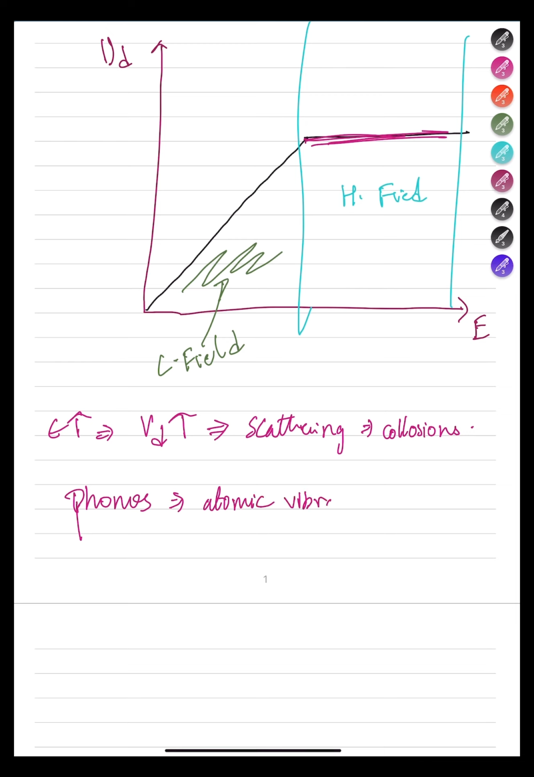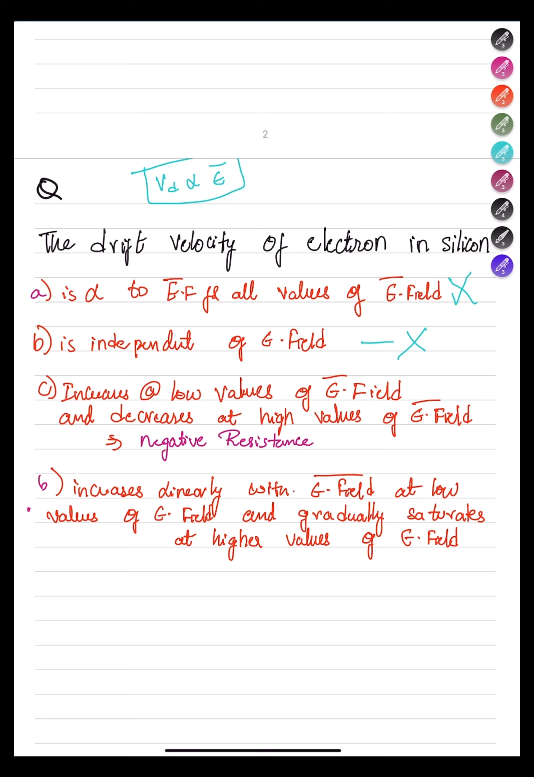So from this information, let's choose the appropriate option. In this one, it increases at low values of electric field and decreases at high values of electric field. I think this is wrong because it gets saturated at high values of electric field. Last option: it increases linearly with electric field at low values and gradually saturates at higher values of electric field. Of these four options, this is the most appropriate option. This is the right answer.